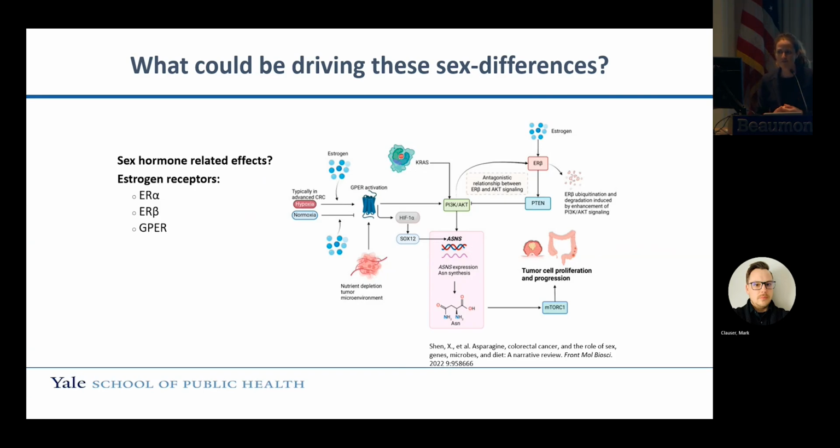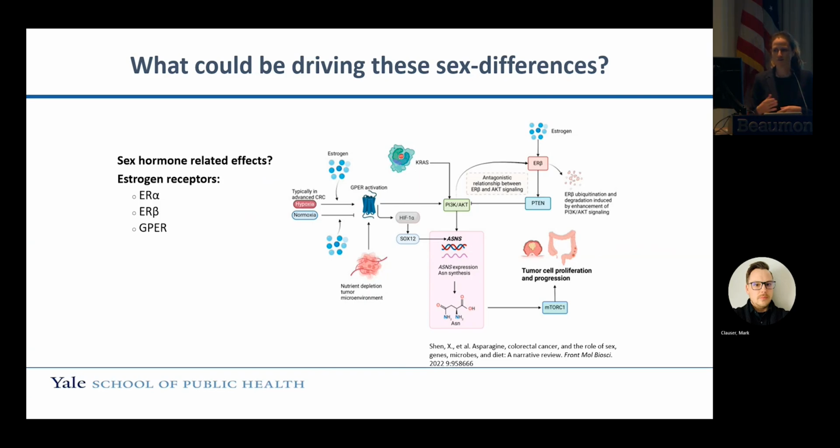Estrogen receptor beta is known to be protective of colorectal cancer, and actually its expression is lost in colorectal cancer patients, especially at later stages. And it has been linked to apoptosis and also anti-proliferative states.